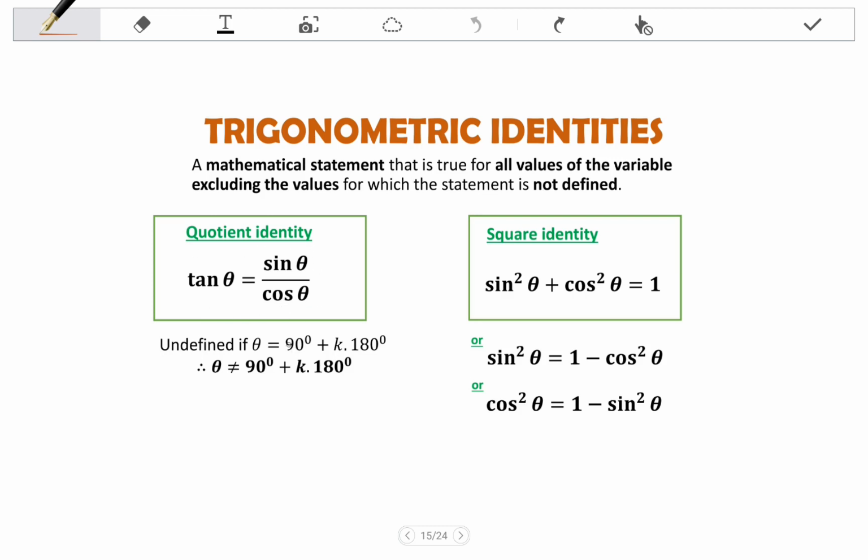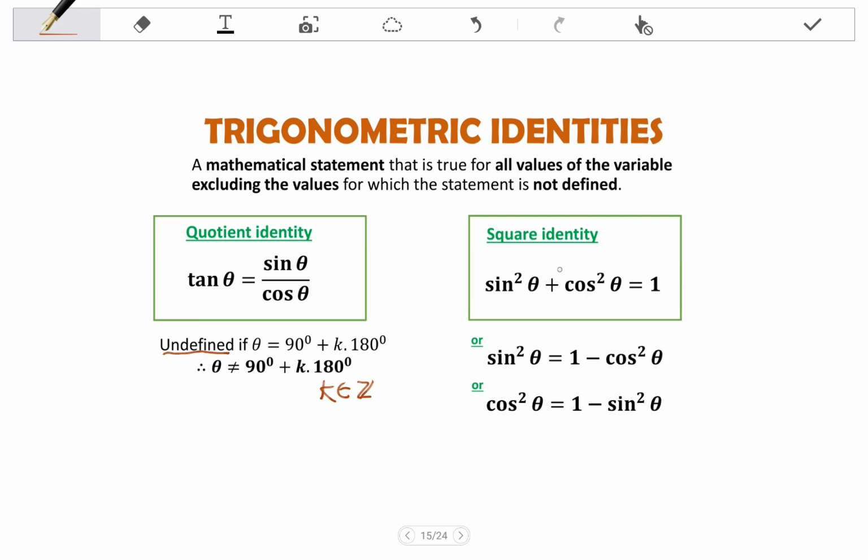Now, cos theta is 0 at 90 degrees, and then if we add multiples of 180 degrees, it is 0 again. So this identity is undefined if theta equals 90 degrees plus k times 180 degrees, where k is an element of integers. Okay, then we have the square identity, which says that sine theta all squared plus cos theta all squared equals 1. And this can be rewritten in different ways depending on how we need it.